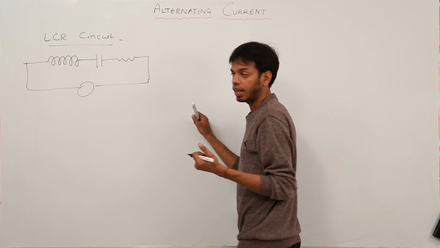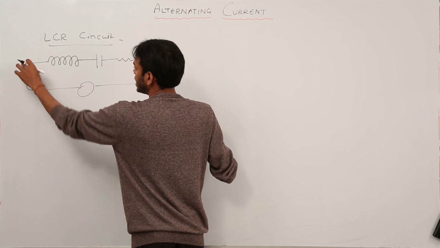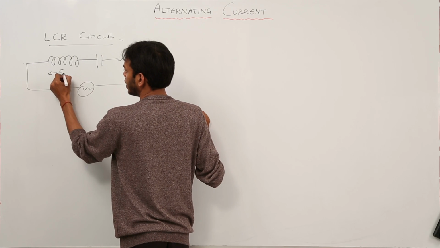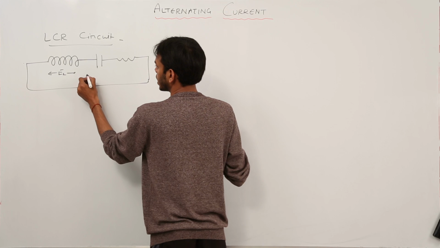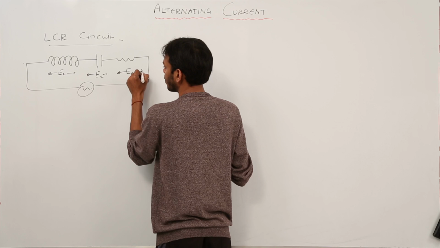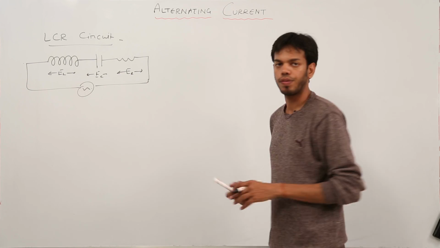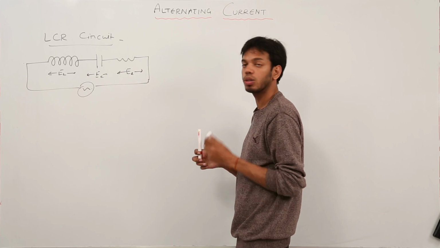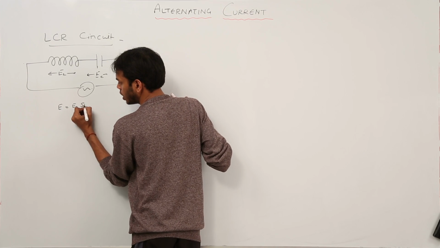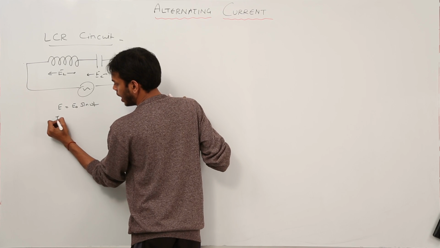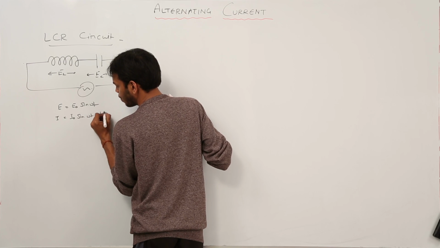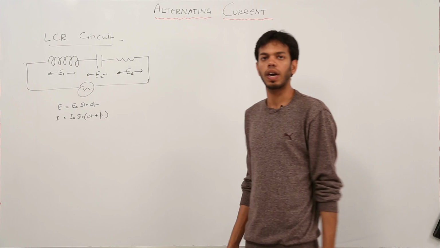Okay. So, we are going to do it in a while, how to solve the LCR circuit. But there was no phase difference. This is EL, the voltage across the inductor, this is EC, and this is ER. If we know that there is no specified phase difference, you can write E equals E naught sin omega t and I equals I naught sin omega t plus phi. You can also write minus phi, it doesn't matter.